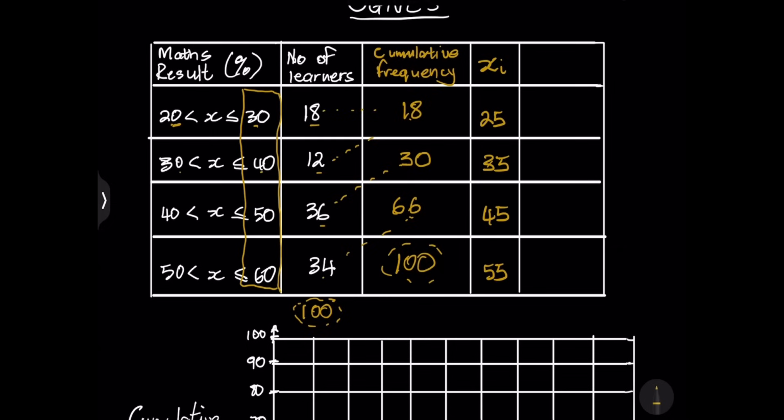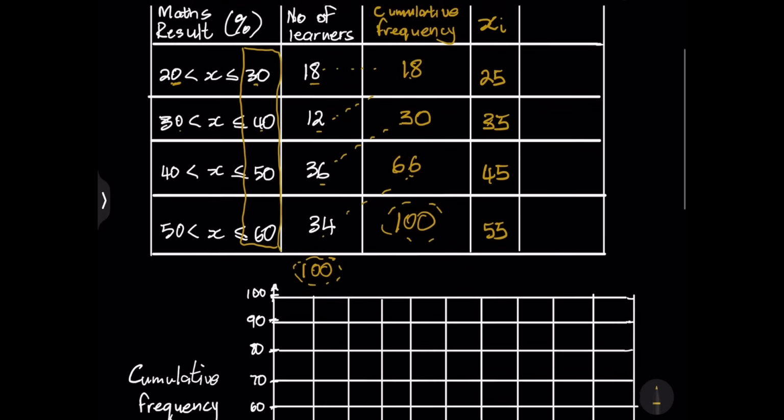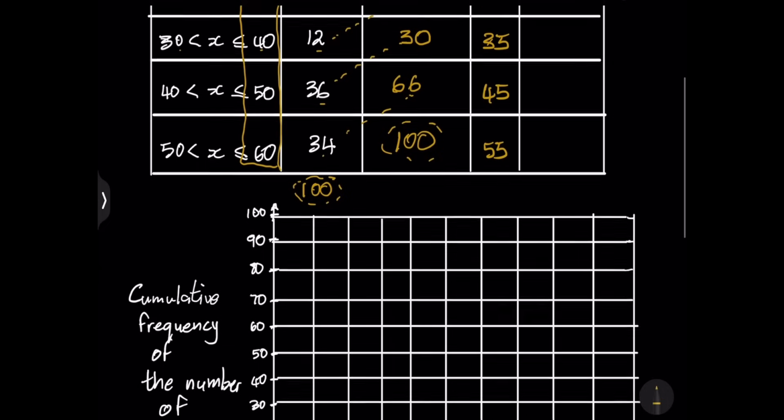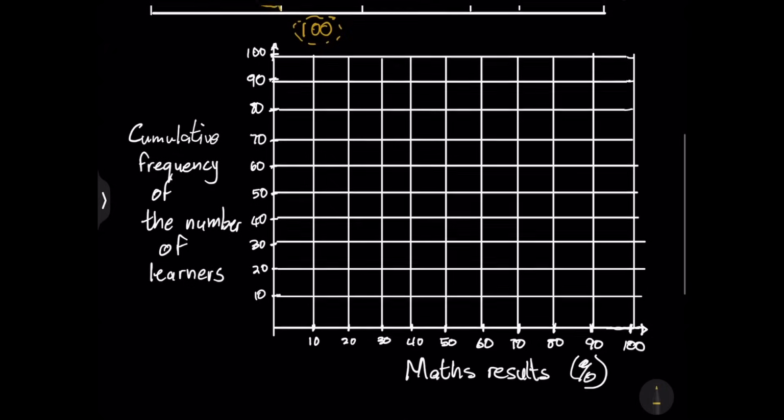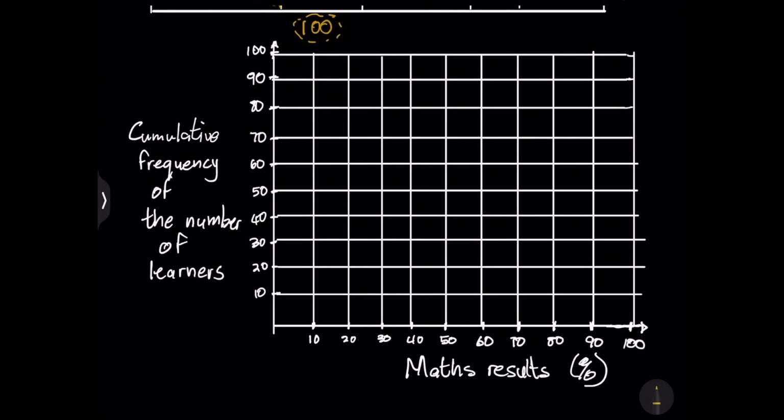Now, I took a few values so that it's much easier for us to draw. Now we can draw our ogive from here, and I want you to note, in this case, that I just tried to draw this out.